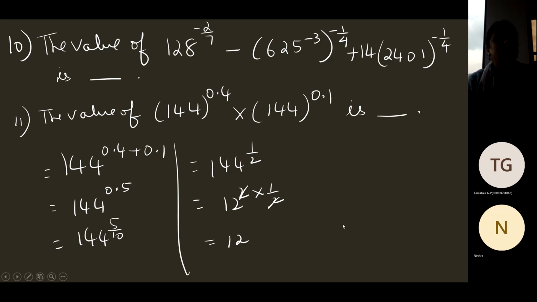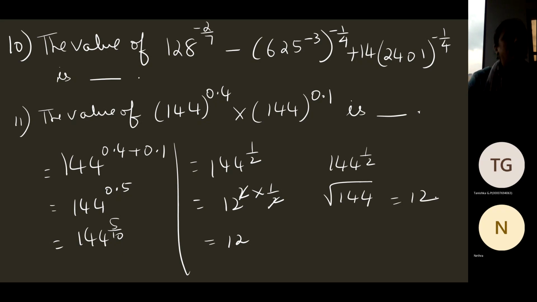Yes, this is understood. The bases are the same. It's multiplication, so we'll have to add the powers. 0.5, and then convert that to a fraction, 5/10, which simplifies to 1/2. And 144 to the power 1/2. Understand? You can also write 144 to the power 1/2 as the square root of 144, which is 12. A power of 1/2 means square root.